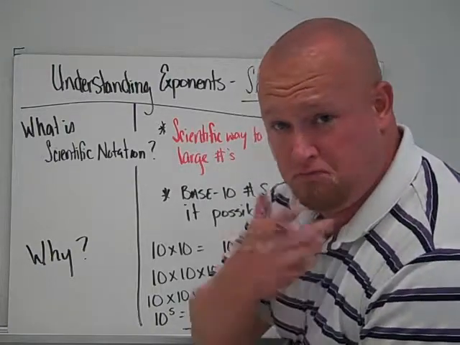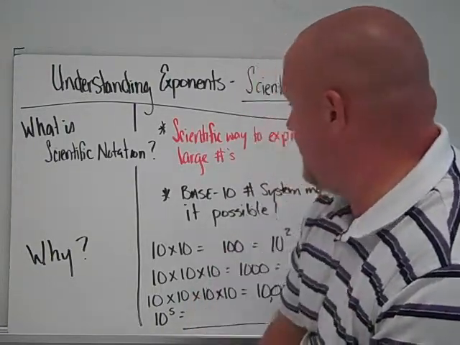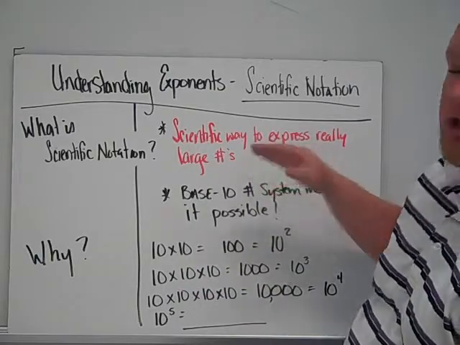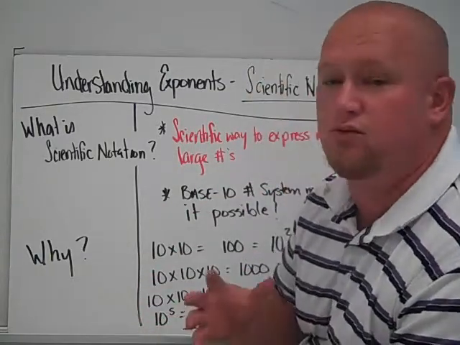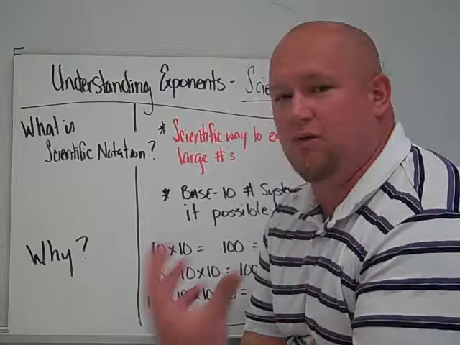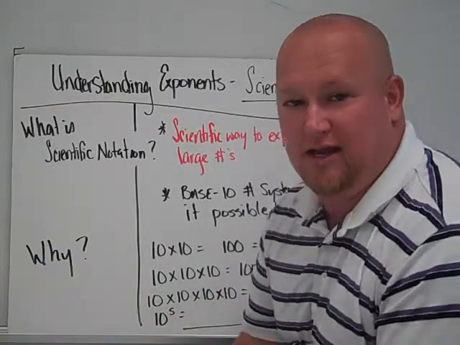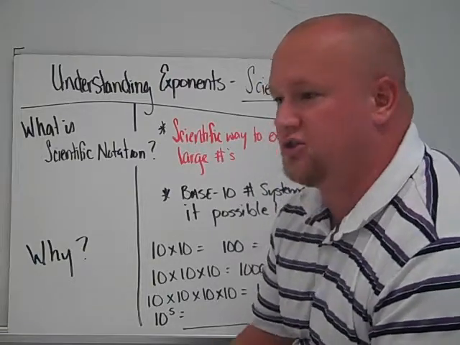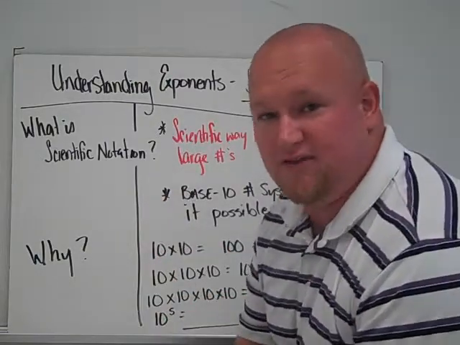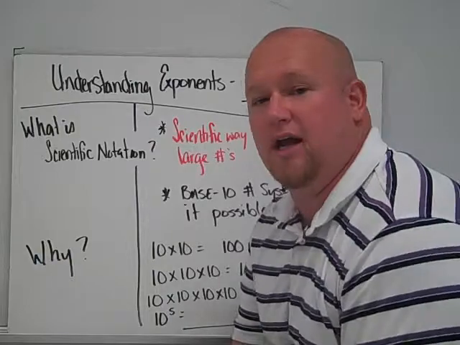Well, what is scientific notation, you might ask? Scientific notation is just a way that scientists express really, really large numbers. When you're doing theoretical physics or when you're calculating populations of insects, these scientists come up with numbers that are just huge. To save space and save time, they learn to use scientific notation.